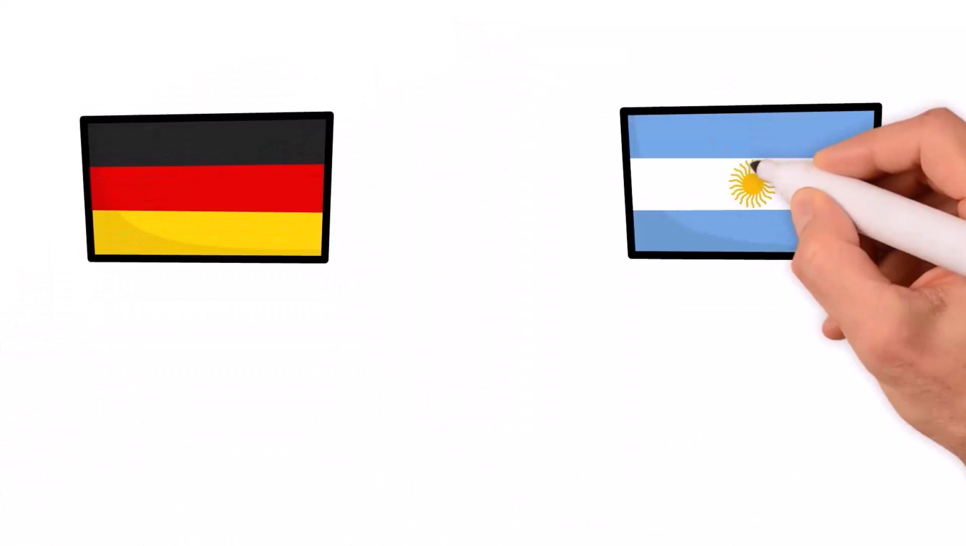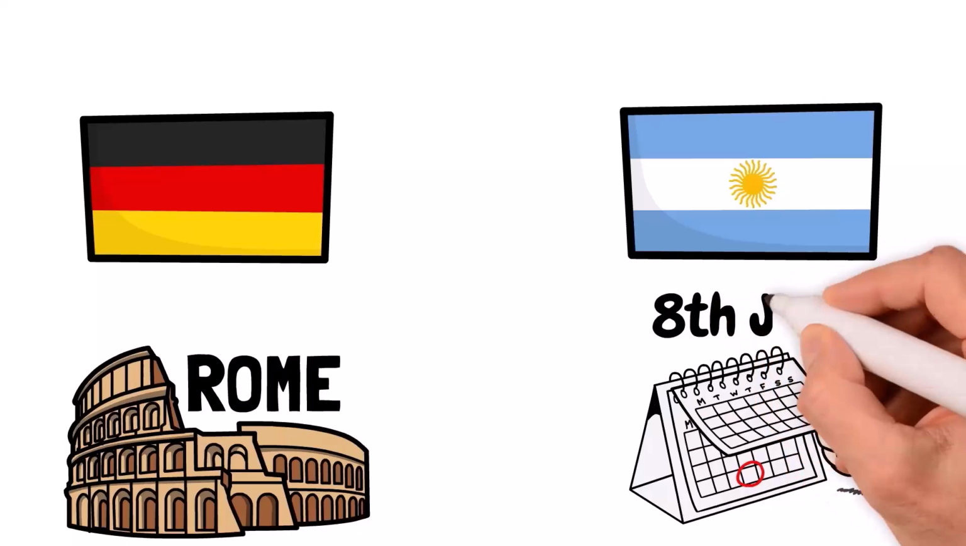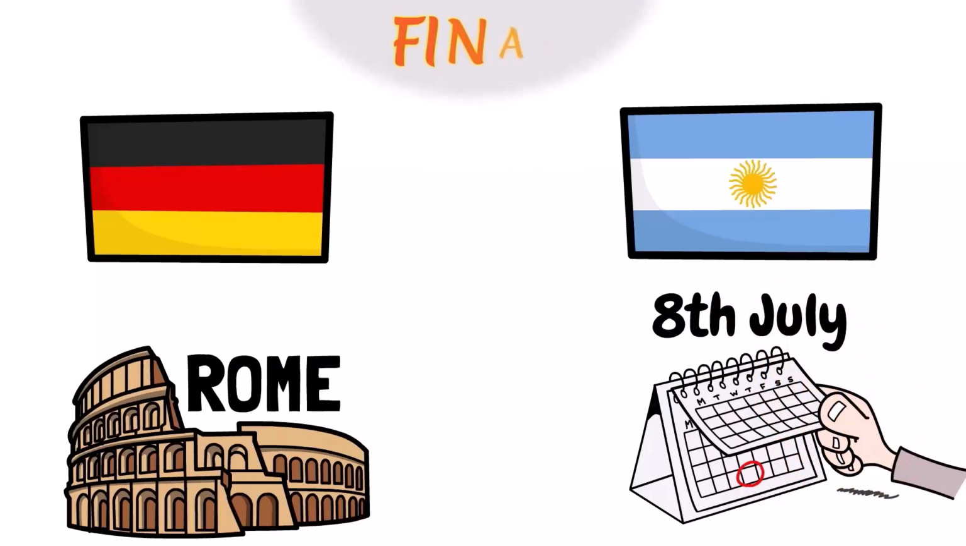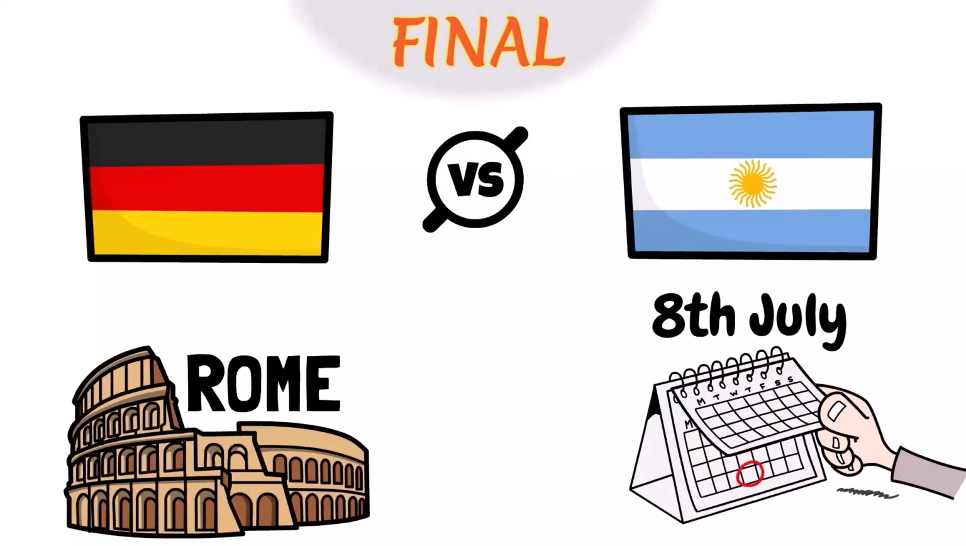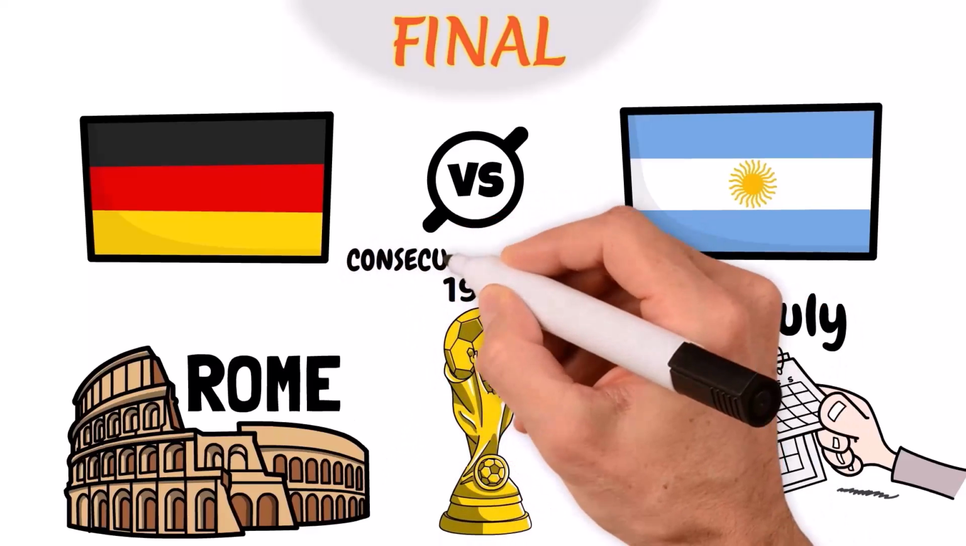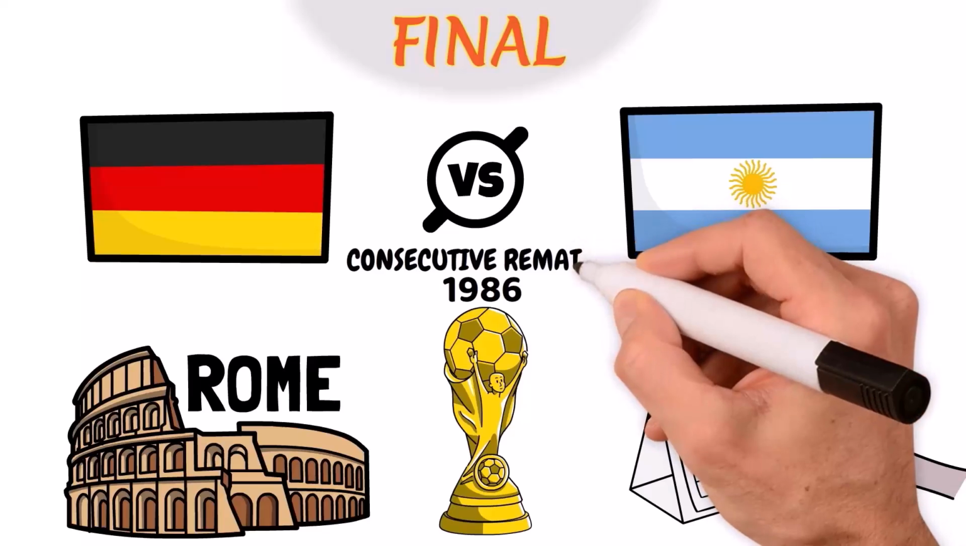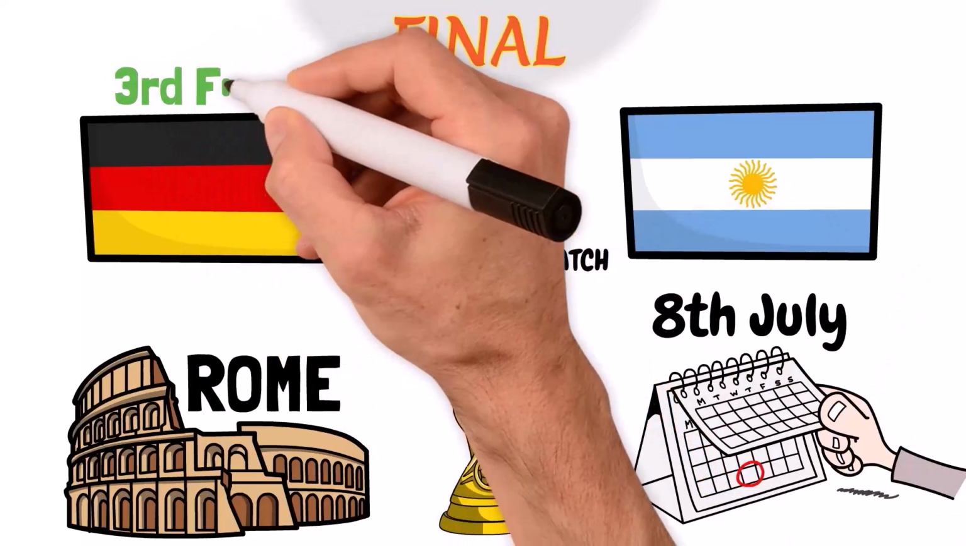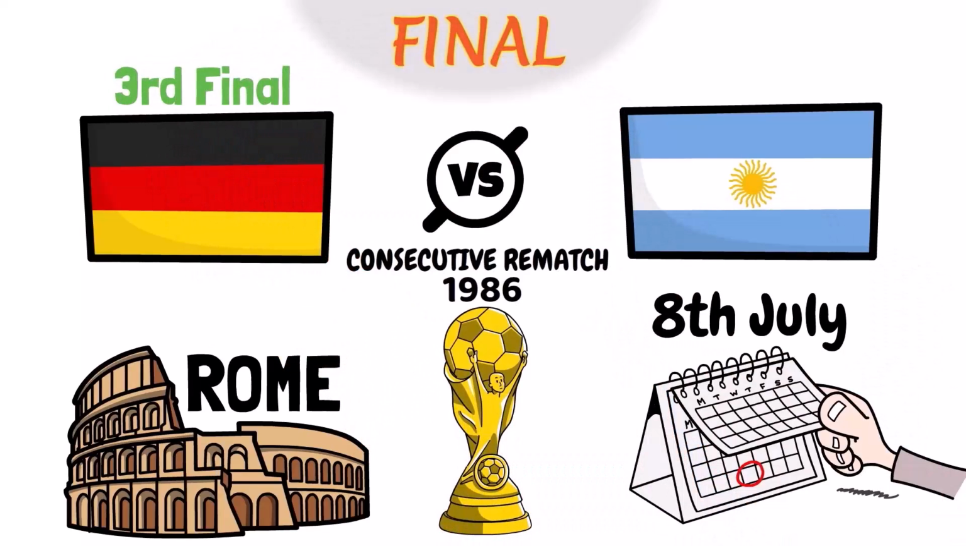Germany faced Argentina in Rome on the 8th of July. It was a final of firsts. It was the first final to be a rematch of a previous final. The first and only consecutive final rematch. Germany was the first team to play in 3 finals in a row. Despite this, the 1990 final is regarded as the worst World Cup final.